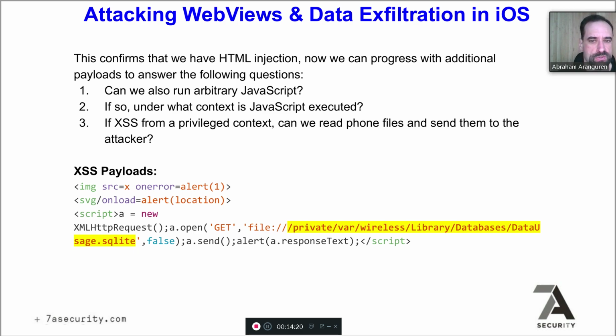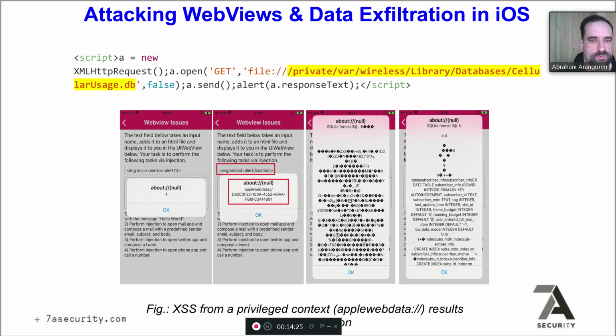The script otherwise looks the same. What's going to change is the path. And this is more or less how this looks, right? So this is the alert one, this is the alert location. In this case, instead of a file URL, we have an Apple Web Data URL, which means basically that we have file privileges. It's kind of the same as the file URL on Android. In iOS, you could also have a file URL, but both file or Apple Web Data mean kind of the same thing: danger.